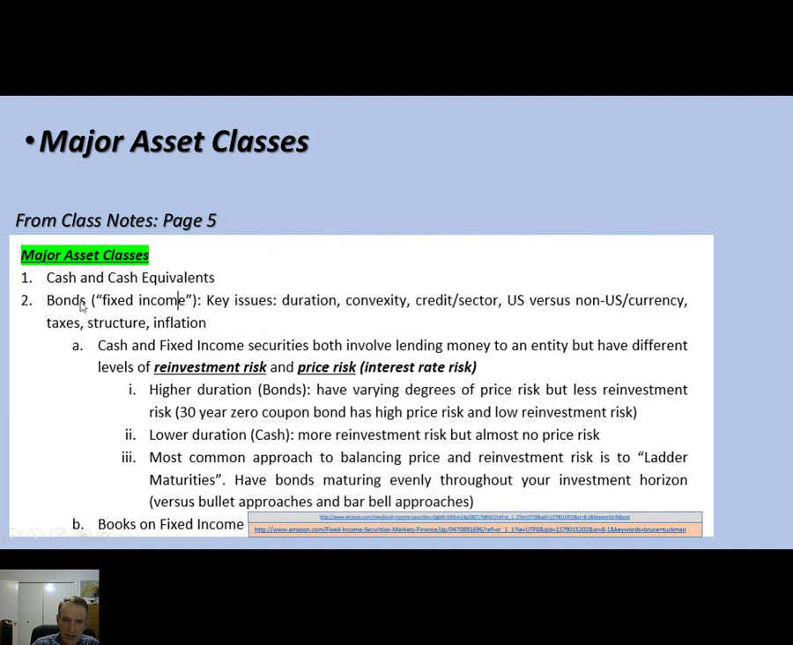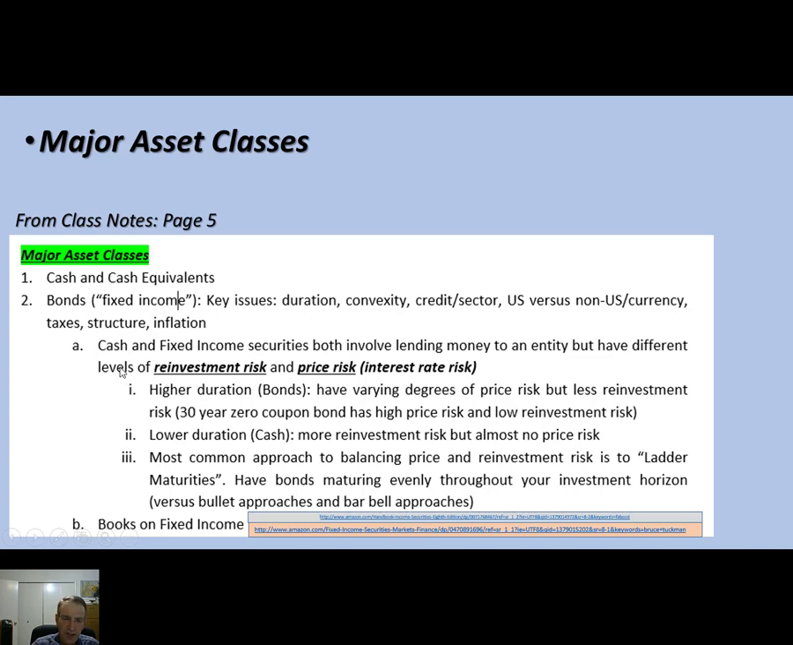The first 2 asset classes I have here on the same page. They're actually the same asset class, because in both of these, if you look down here under A, you're lending money to somebody else. So what's the difference between cash and bonds? If we're just lending money, the difference has to do with these 2 risks: reinvestment risk and price risk.